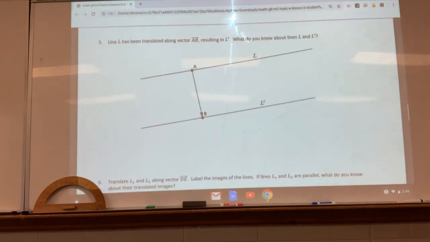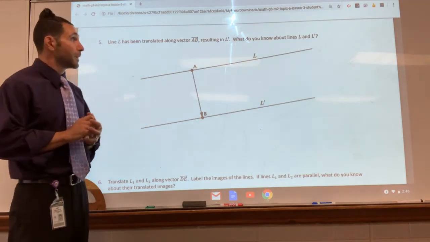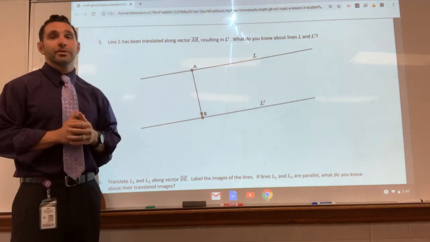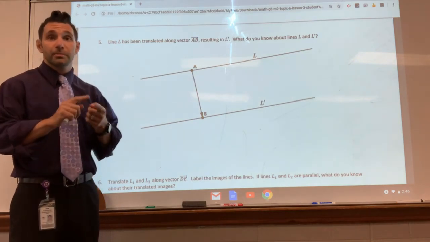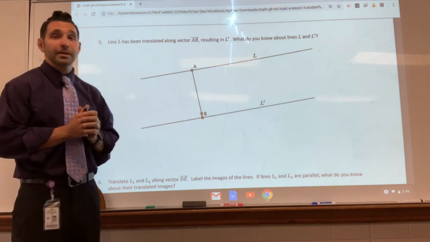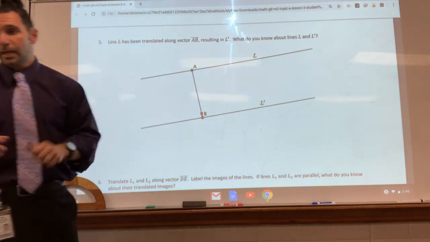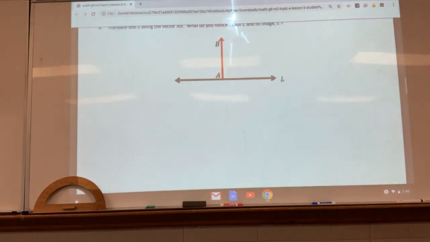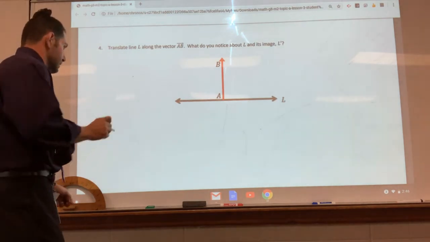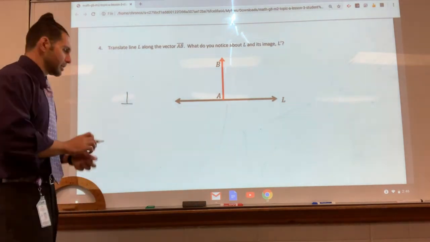Okay. So let's look at this. Line L has been translated along vector AB, resulting in L prime. I want you, and listen to the directions here, because I'm going to check this one, so this is one you're doing on your own. I want you to tell me everything that you know about this picture, based off of what we just did, using good geometric notation, parallel and perpendicular. And I don't think that I did this, so let me go back up real quick. When I drew this, did I use the perpendicular? Oh, then never mind, I did use perpendicular.